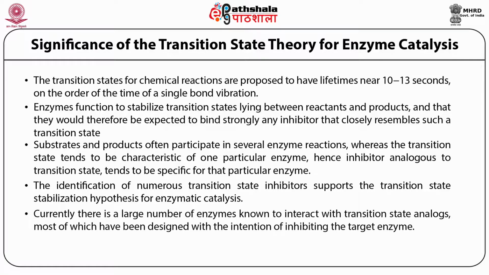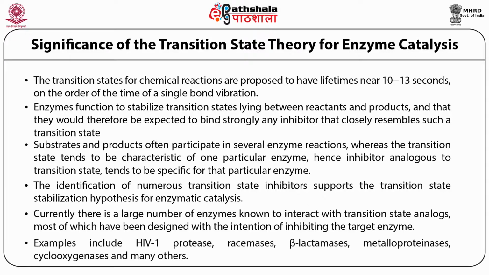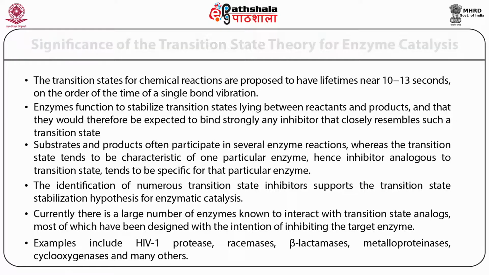Currently, there are a number of enzymes known to interact with transition state analogs, most of which have been designed with the intention of inhibiting the target enzyme. Such examples include HIV proteases, racemases, beta-lactamases, metalloproteases, cyclooxygenases, and many other examples for which we have transition state analogs.